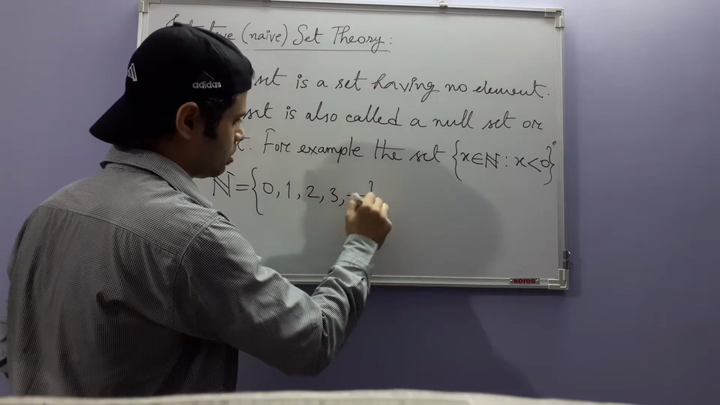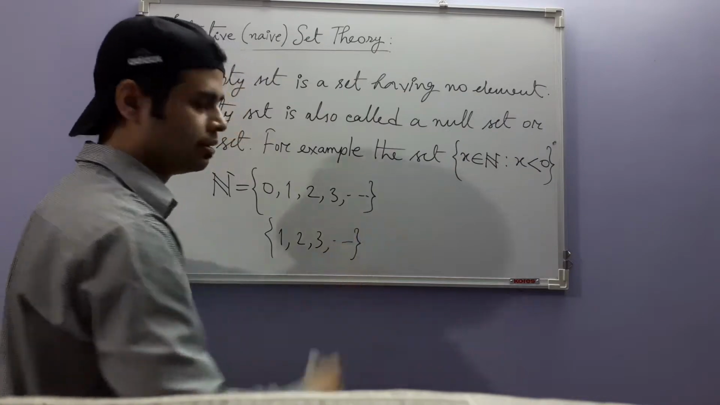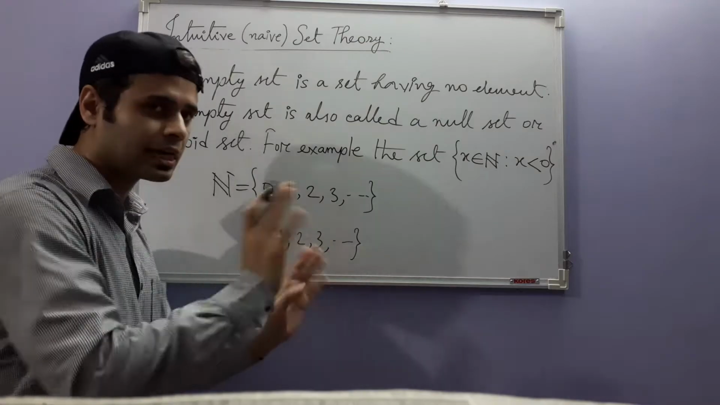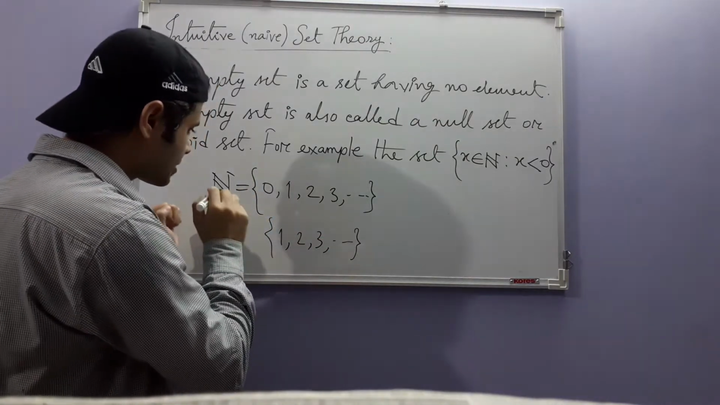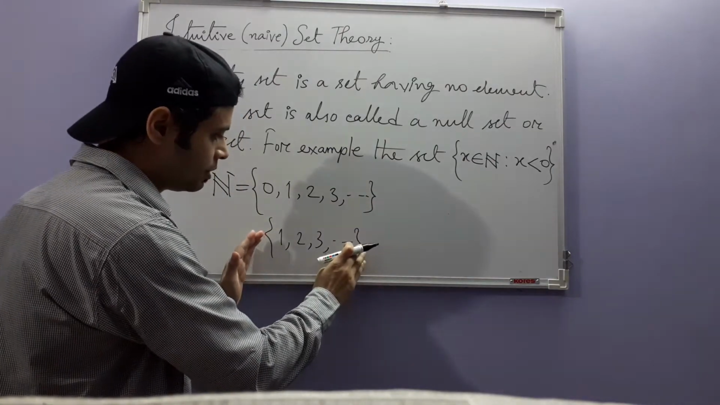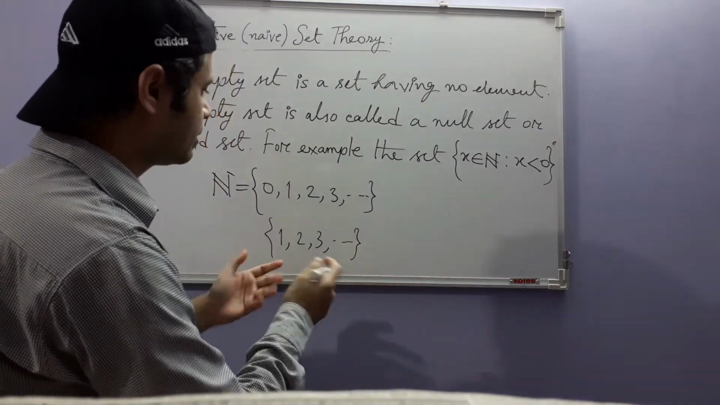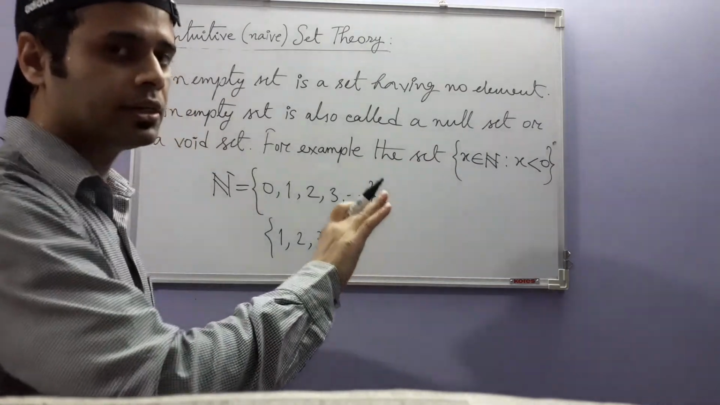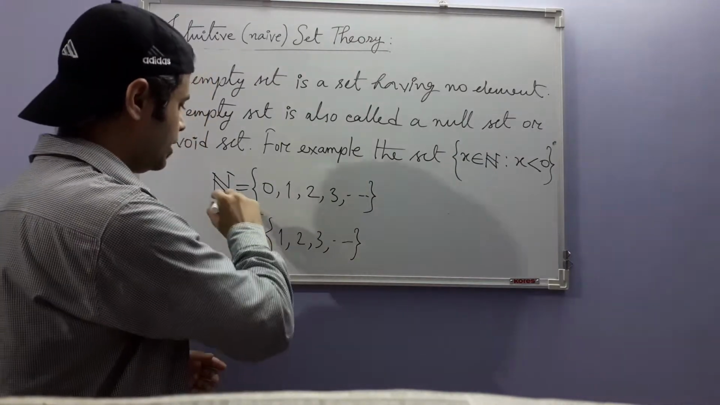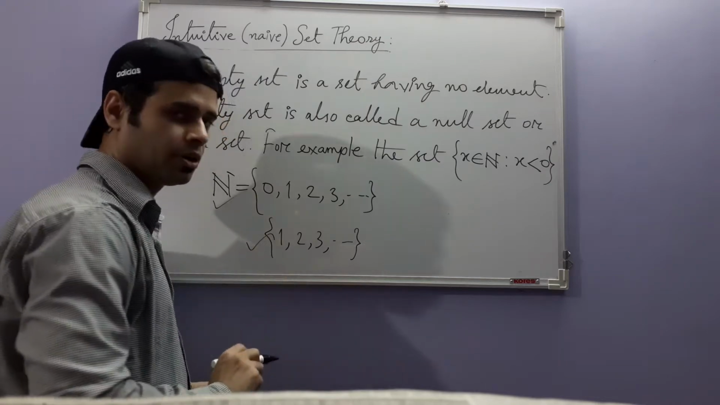It starts from 0, or in some cases it starts from 1. You should keep in mind that these two sets are not equal. Some authors consider this set as the set of natural numbers, however someone else considers this as the set of natural numbers. Whatever be the case, no natural number is less than 0. All of them are greater than or equal to 0 if we follow this, and they are strictly greater than 0 if we follow this set.